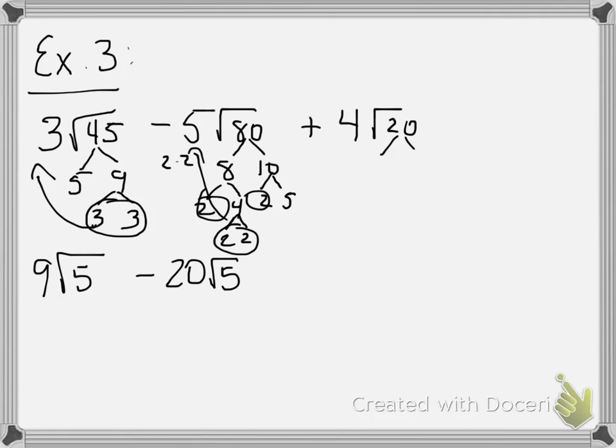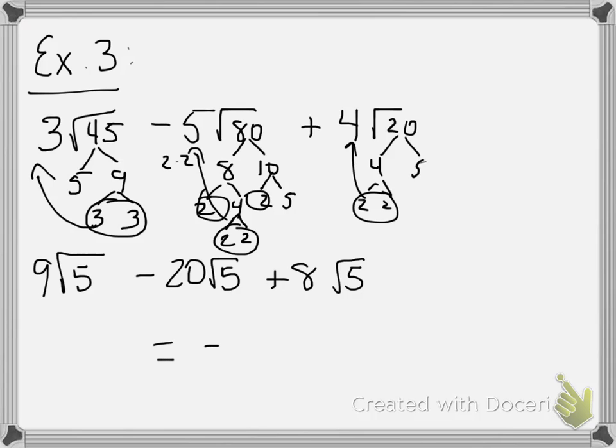Alright, now let's do 20. 20 is 4 times 5, and 4 is 2 times 2. I've got a pair of 2s. That meets up with the 4 when we pull out the 2, and we get plus 8 root 5. Now look, these are all like radicals. They were just in disguise with some bigger numbers.